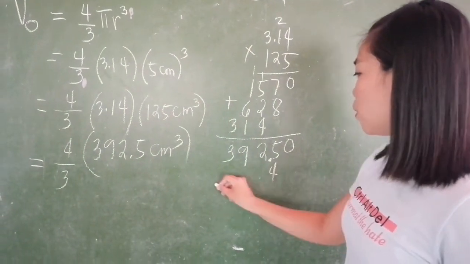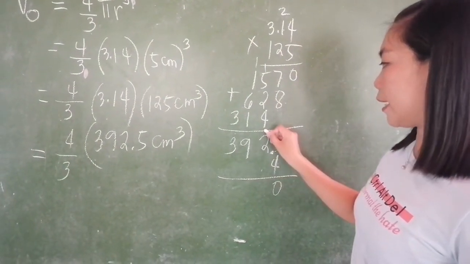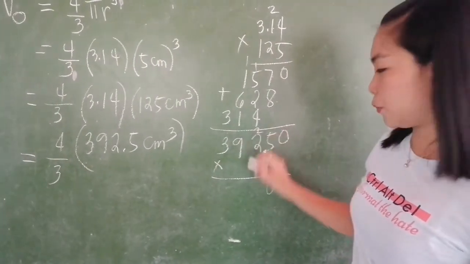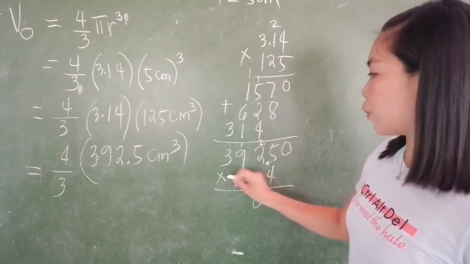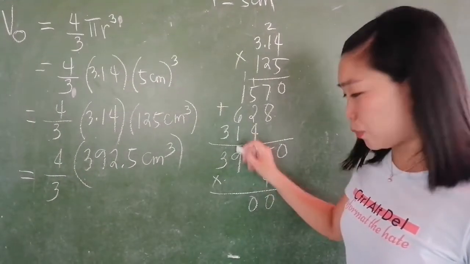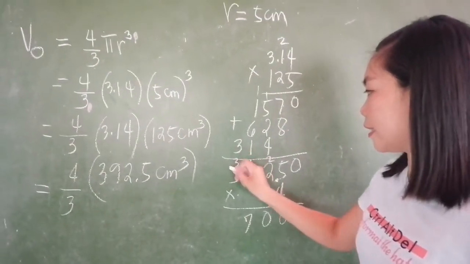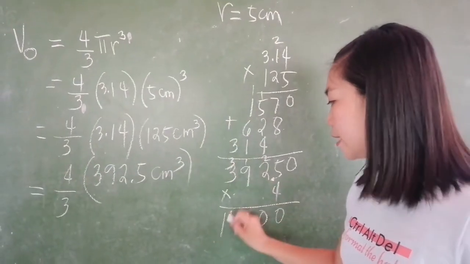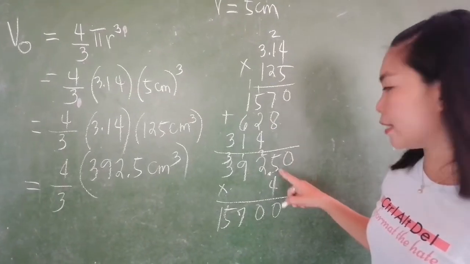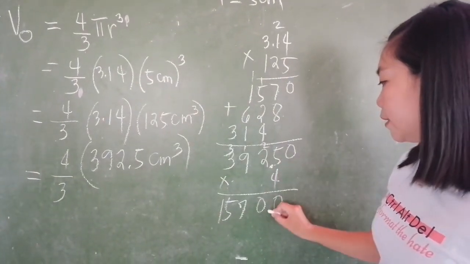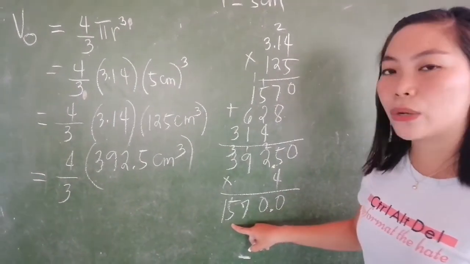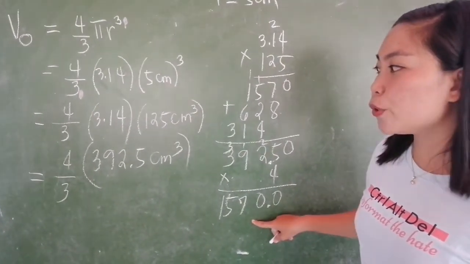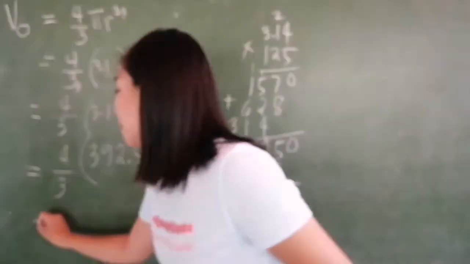So, multiply by 4. So, you have 20, carry 2. 4 times 2 is 8, plus 2 is 10. Carry 1. 4 times 9 is 36, plus 1 is 37. Carry 3. 4 times 3, you have 12, plus 3 is 15. Count the decimal place. So, you have 1, 1. Therefore, the answer is 1,570. So, yan po yung sagot. I-divide pa po natin yan by 3.